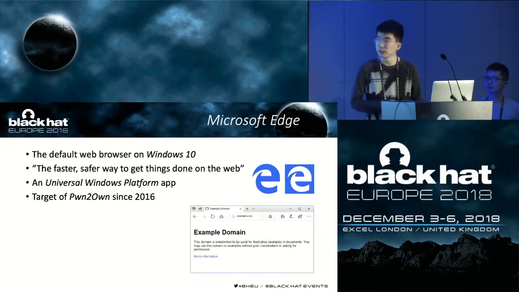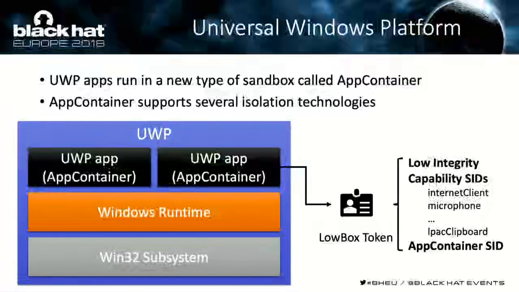Universal Windows Platform apps, or UWP apps, are built with Windows Runtime APIs, or WinRT APIs, which were introduced in Windows 8. WinRT is layered on top of Win32 API DLLs. From the security perspective, UWP apps run in a new type of sandbox called AppContainer. AppContainer introduces many isolation technologies, such as securable object restrictions, object namespace isolation, global atom table restrictions, enhanced UIPI, and network isolation. All these isolation techniques use the AppContainer's low box token for access checking.